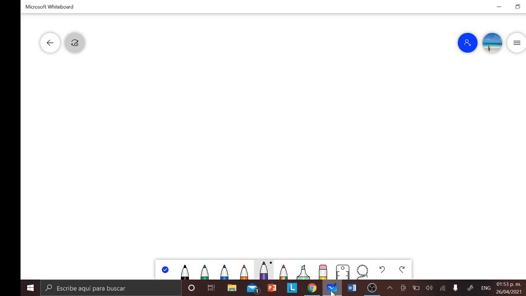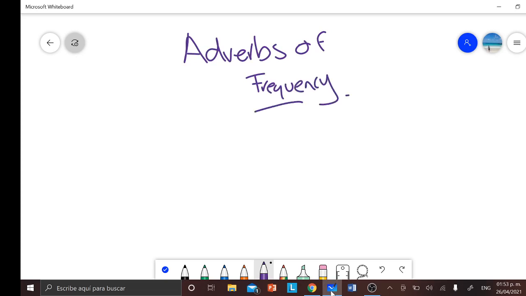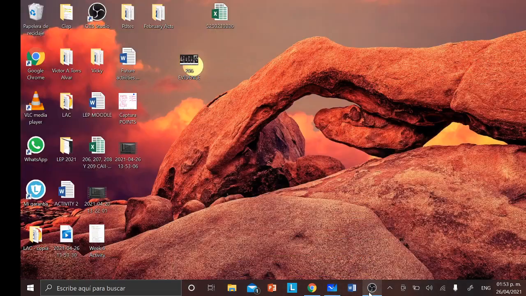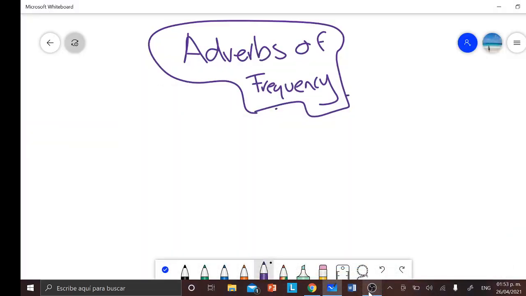Today we are going to see a topic that is called adverbs of frequency. It is something actually very simple. First of all, we're going to start with a very simple definition so we can understand what this topic is about, okay?